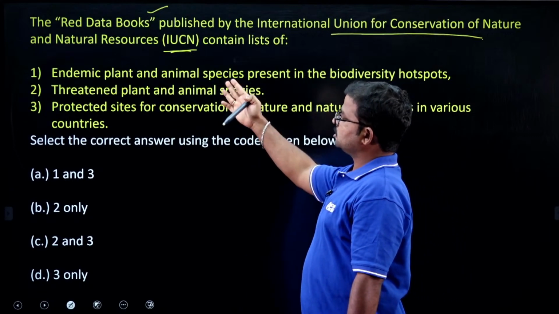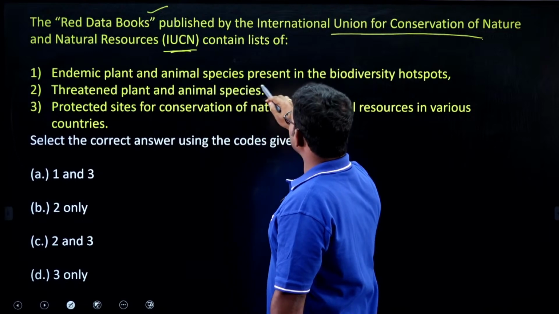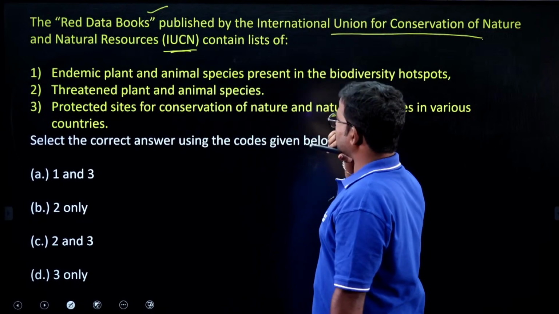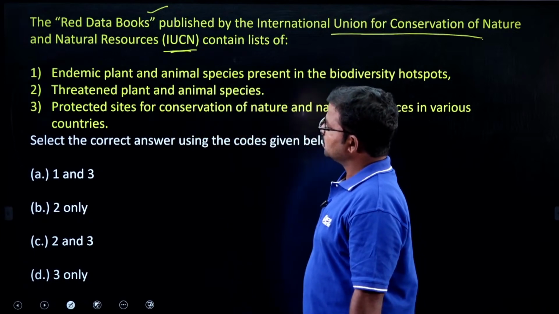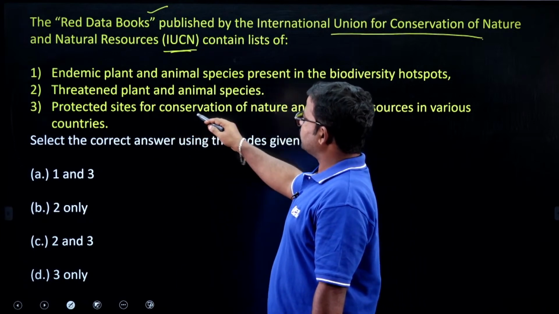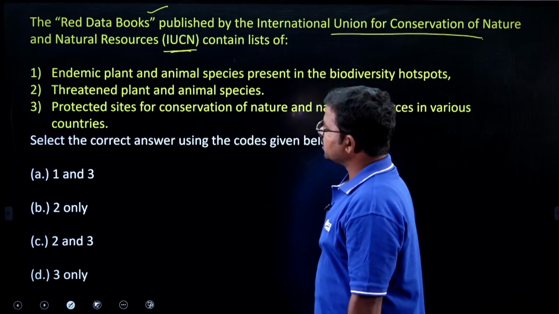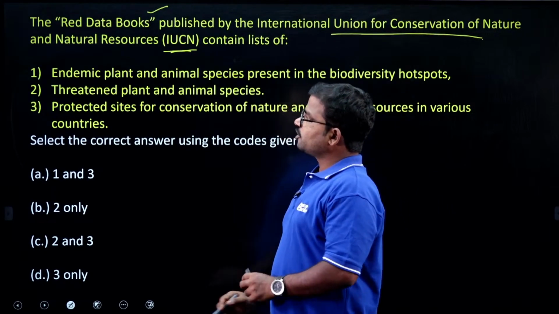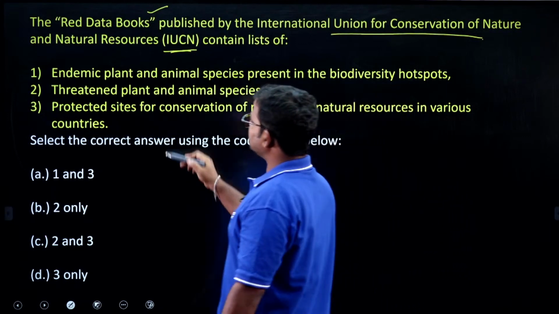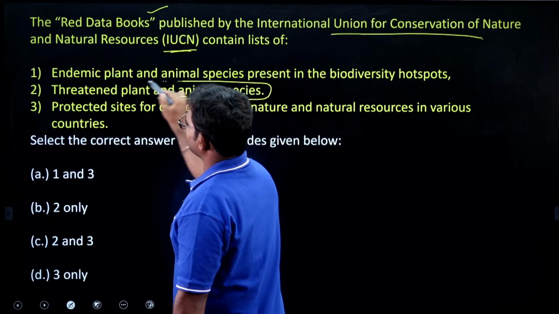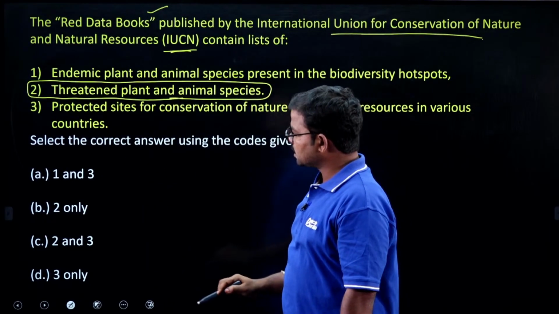So here they mention different options. Endemic plant and animal species present in the biodiversity hotspots. Next, threatened plant and animal species. Next, protected sites for conservation of nature and natural resources in various countries. So if you consider the Red Data Book, actually it is having threatened plant and animal species. So that's why we have to consider option 2 is the right answer here.